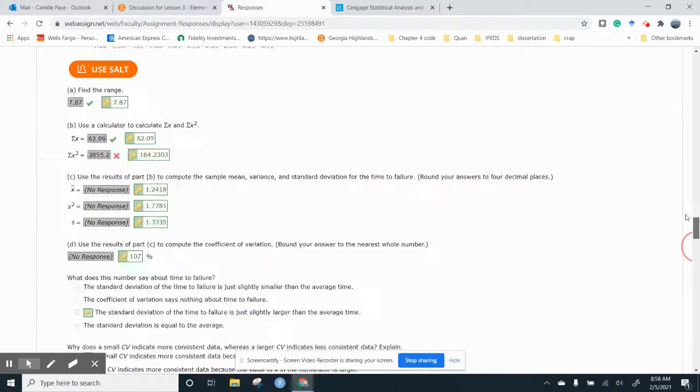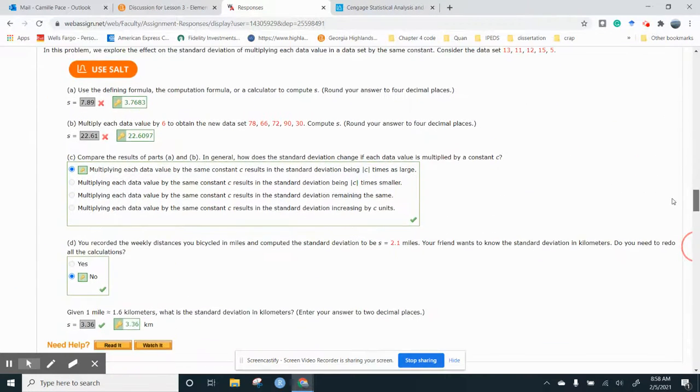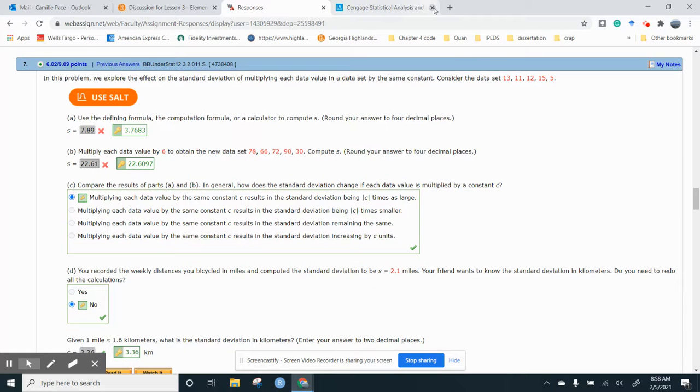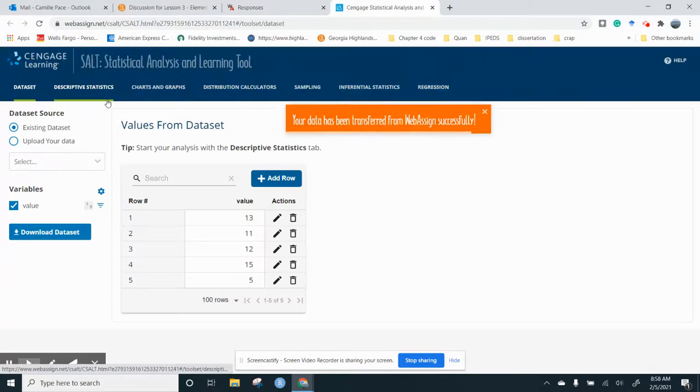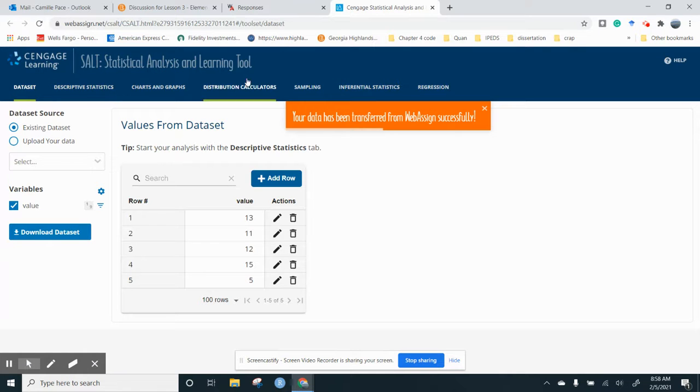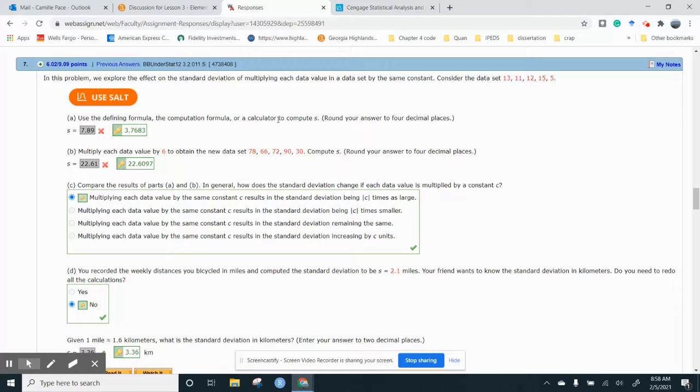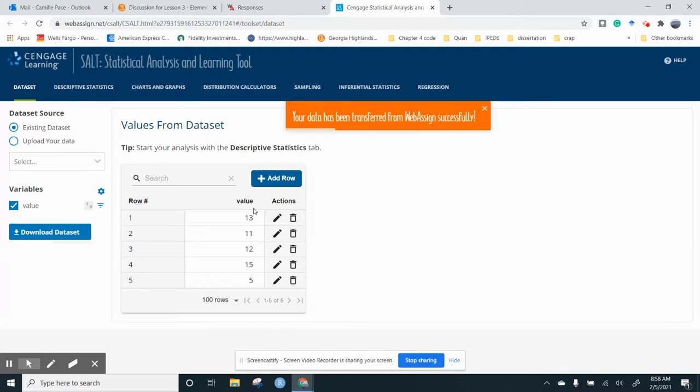But let's go look at a different example. Okay. So this one wants me to find the sample standard deviation, but I multiply each value by 6. Okay, so let's do this. I hit the salt thing again, and it gives me my new data set. See? Here's my old data set, here's the new data set, and here it is, okay?